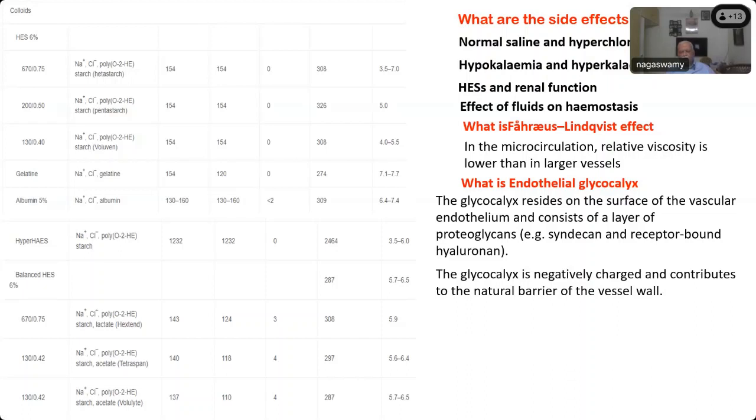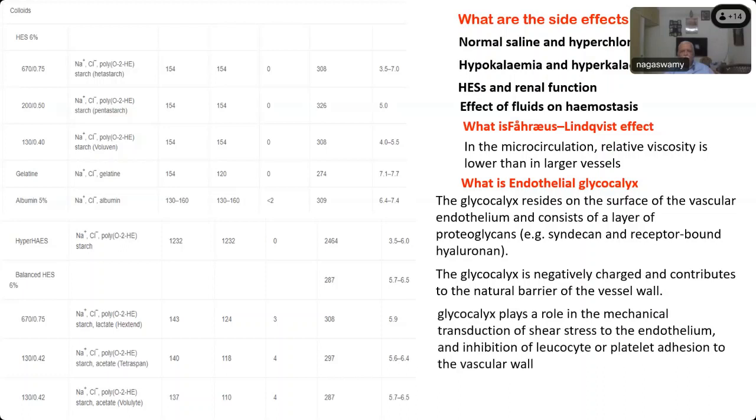Where else is this mechanism employed? Where negative charges repel each other? Nephrons, sir. Very good. Kidney, nephrons, excellent. The albumin is also negatively charged, and the podocyte epithelium is also negatively charged, so they repel. That is why albumin does not come into the urine. Okay, and the glycocalyx plays a role in the mechanical transduction of shear stress in the endothelium and inhibition of leukocyte or platelet adhesion to the vascular wall. So this is another important role that they play.